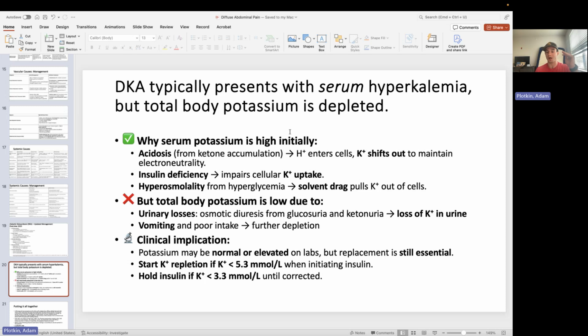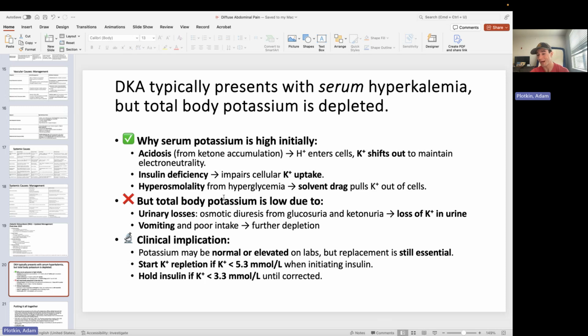H+ is positively charged, potassium is positively charged. So if we lose some of that positive charge by H+ being driven in, your body's going to pump out K+ to maintain that electrical neutrality, which increases extracellular potassium. Insulin deficiency: insulin can no longer drive potassium into cells, so that leads to more potassium staying in the extracellular space. And then hyperosmolality from the hyperglycemia is going to cause a solvent drag and drag some of that potassium out of cells, okay?